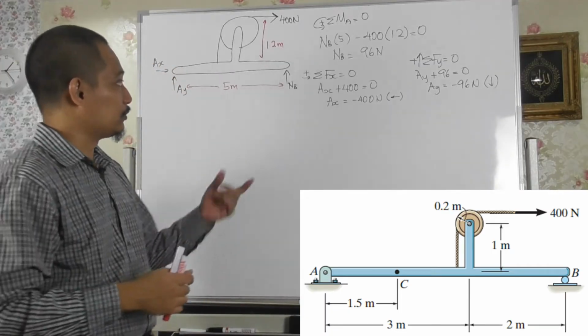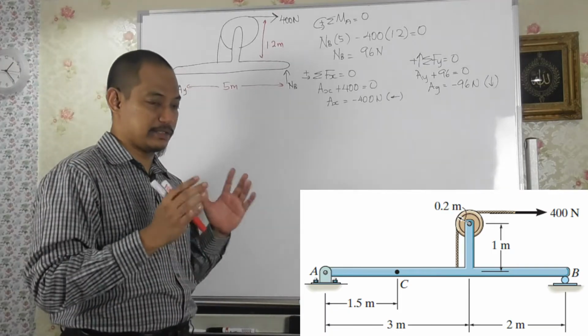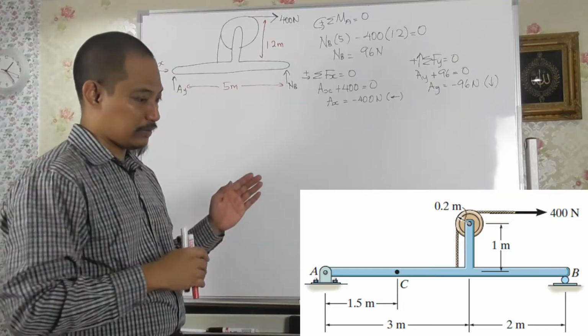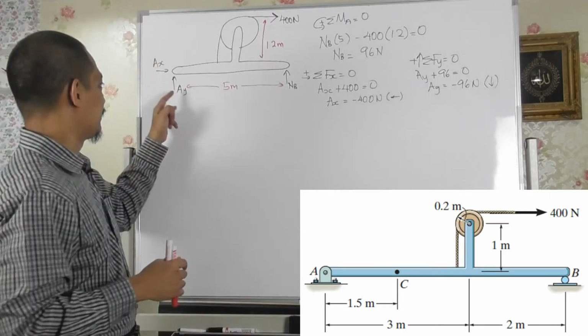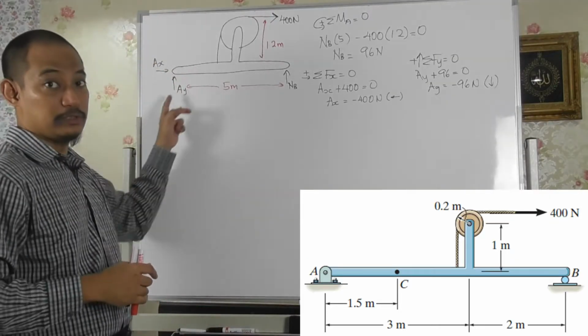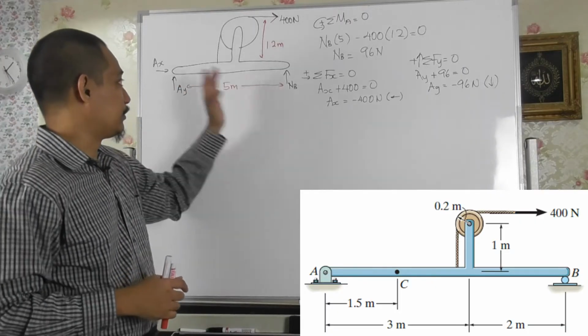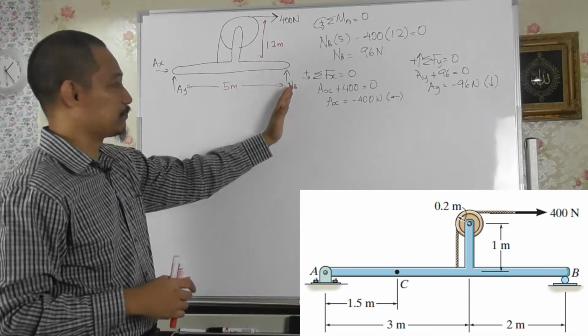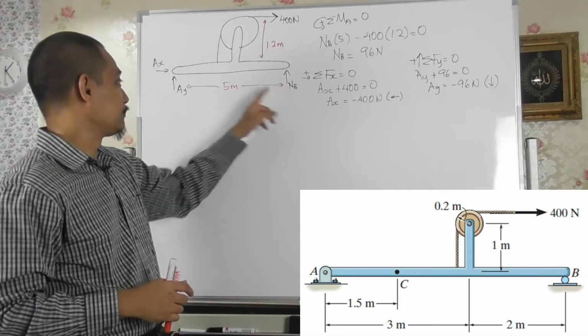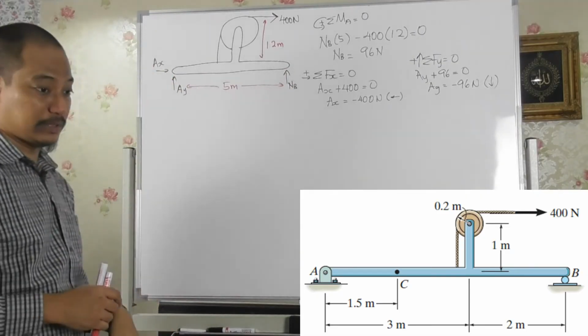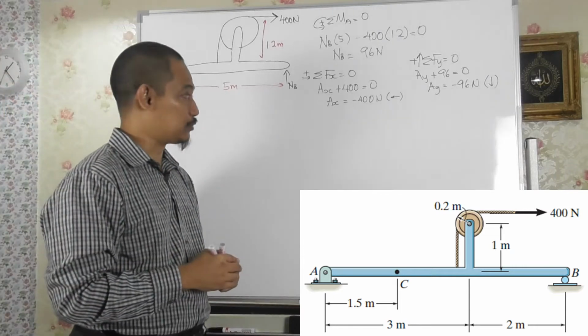Now, if you already decide that you want to solve on the left side, then maybe these are the only two that you need, because you will not have NB in your free body diagram. If you only want to use the right side to solve, you only need this one, because this one will not be in the free body diagram when you have cut into two.